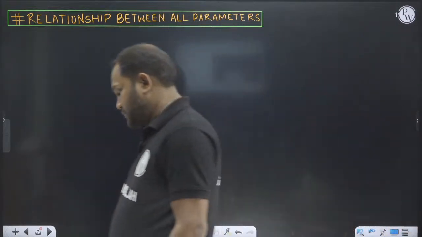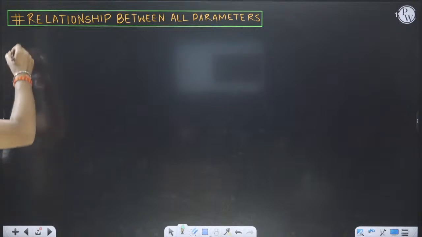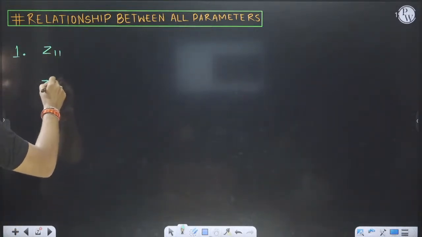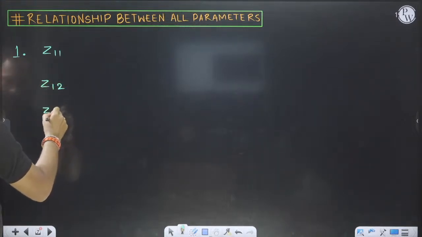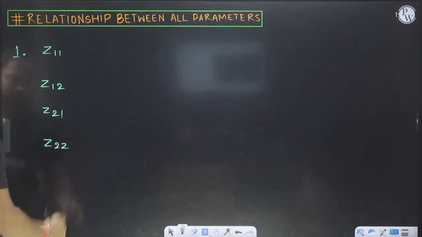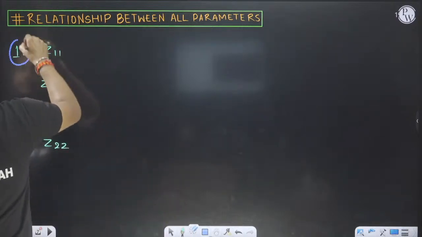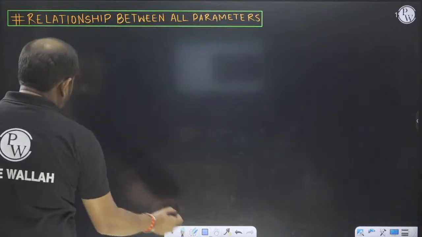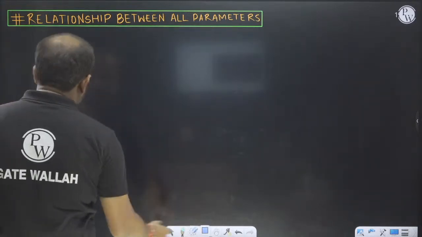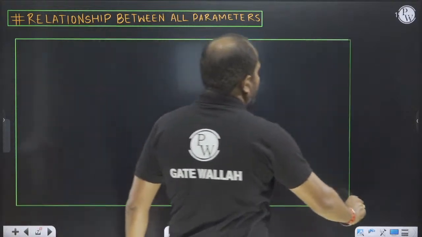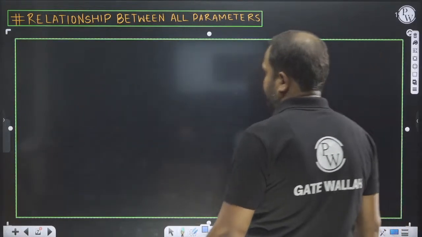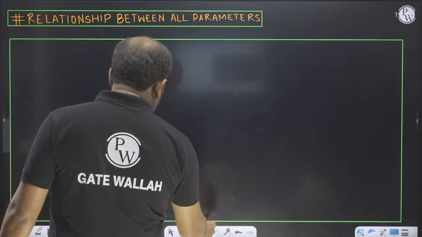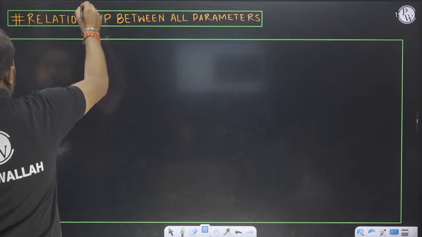First relationship: what is the Z parameter? Z11, Z12, Z21 and Z22. This is the parameter here. So what we will do, we will derive and we will fill up the boxes. First of all we will derive, then we will fill up the boxes, so that you will understand each and every point very clearly.